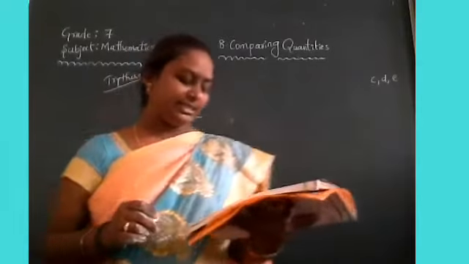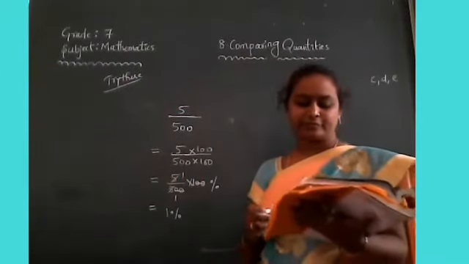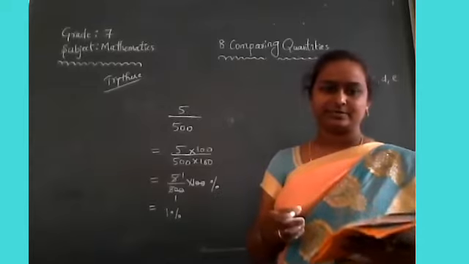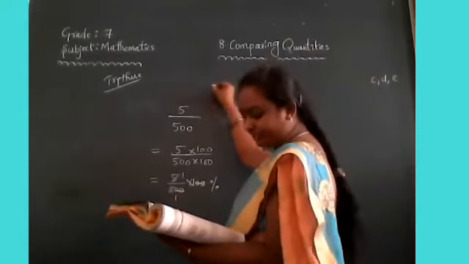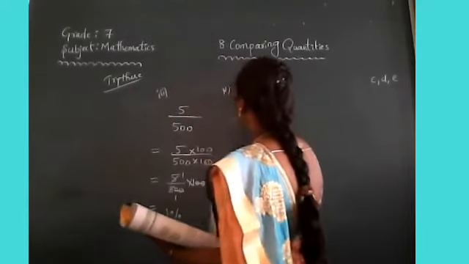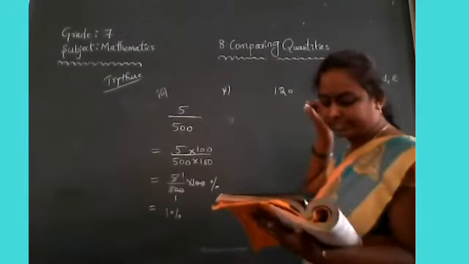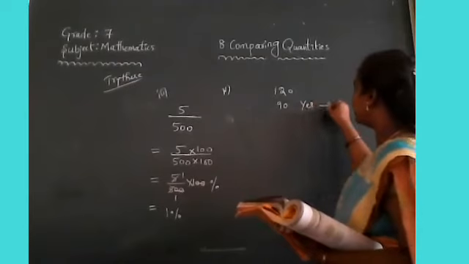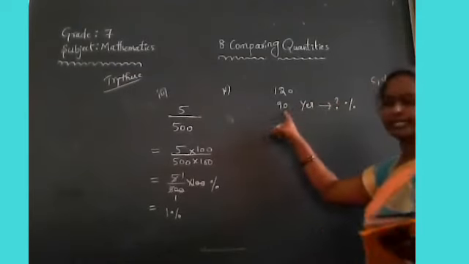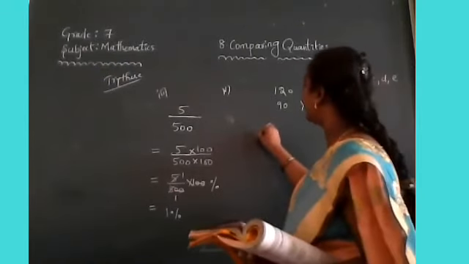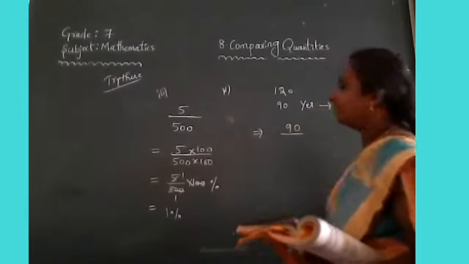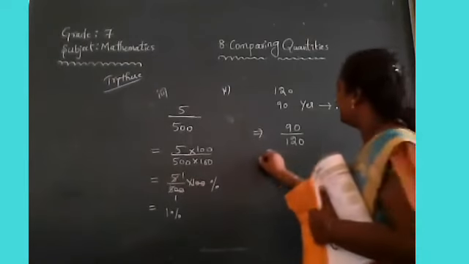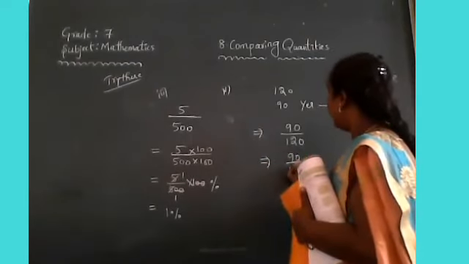And the last one: there are 120 voters, and 90 of them voted yes. What percent voted yes? Here the total number of voters is 120. So we have to find the percentage who voted yes. First we write the people who voted yes over total voters, that is 90 by 120. Write this as percent, that is 90 by 120.